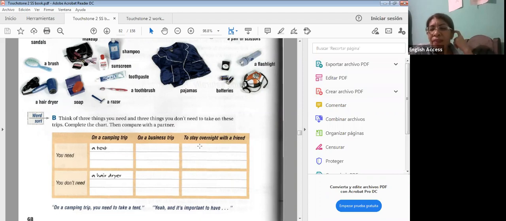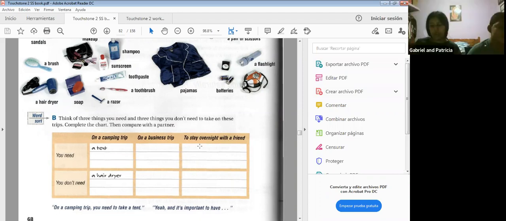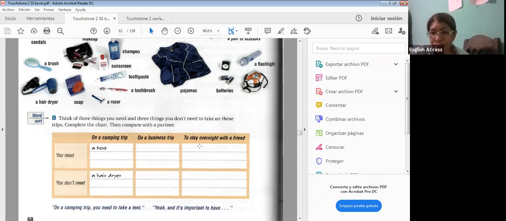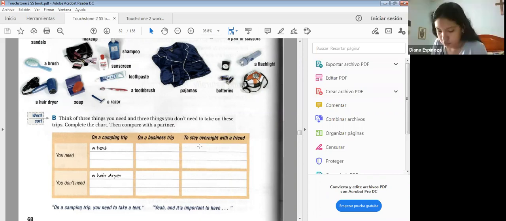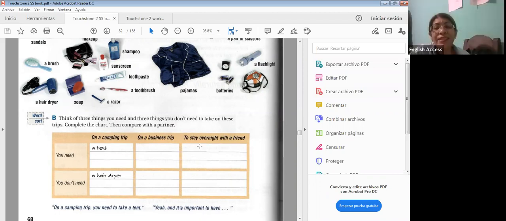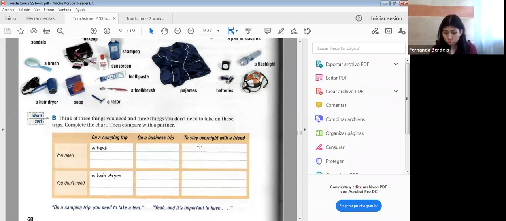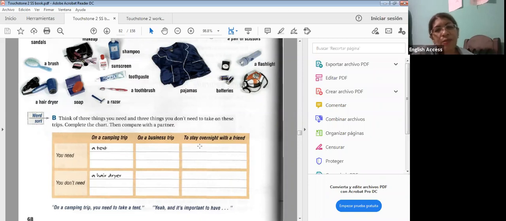Okay, Patty, 3 things that you need on a business trip. Brush, toothbrush, and shampoo. Okay, Diana. A toothbrush, toothpaste, and shampoo. Okay, Fer. Shampoo, toothpaste, toothbrush. Okay, and 3 things that you don't need, Gabby.